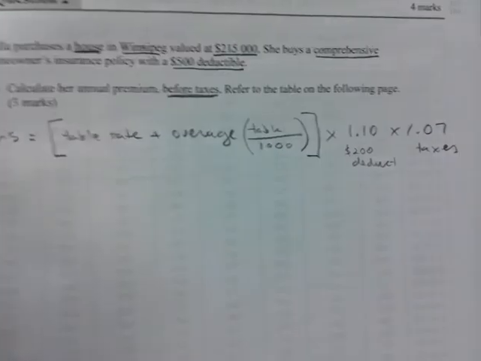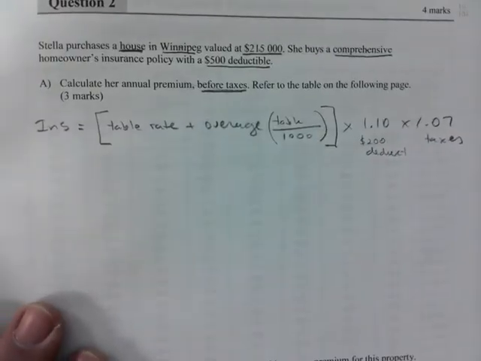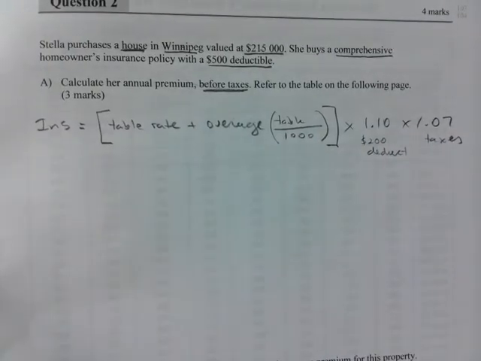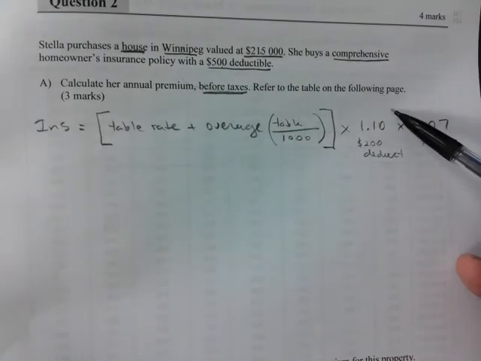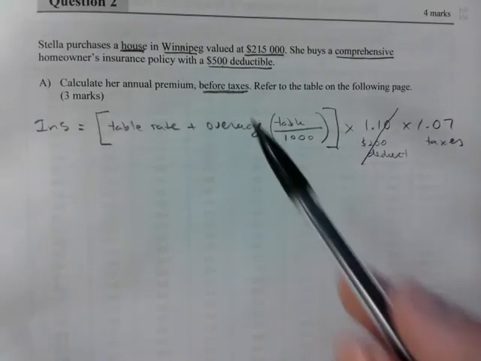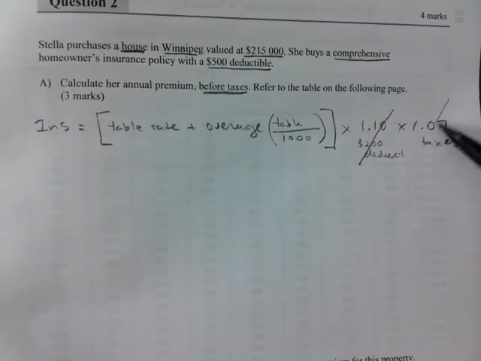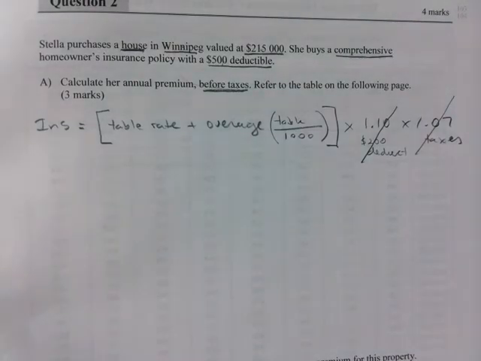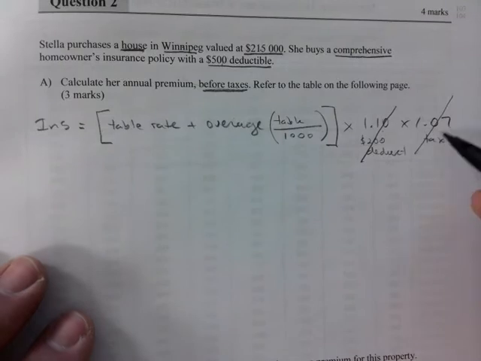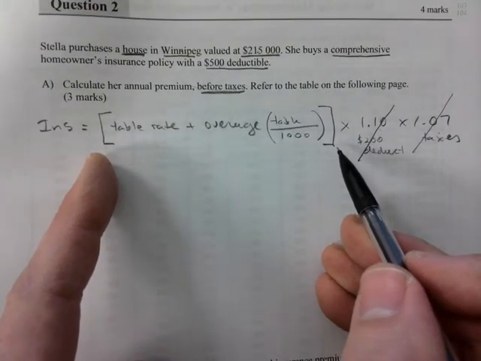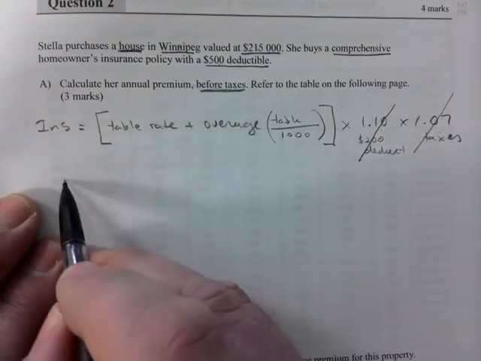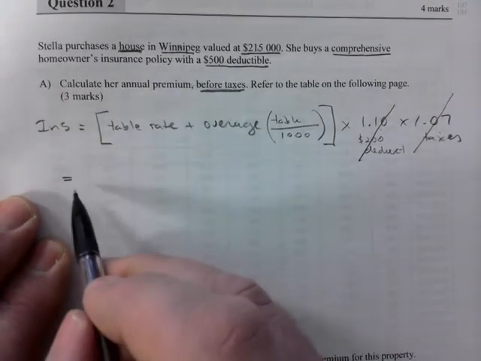So this is the formula that covers every single case. We are getting a $500 deductible, so we're going to scratch that. And it says before taxes, so we're going to scratch the taxes. So no need to do this and no need to do that. We're down to just what the square brackets are showing us. Let's go ahead and solve this.